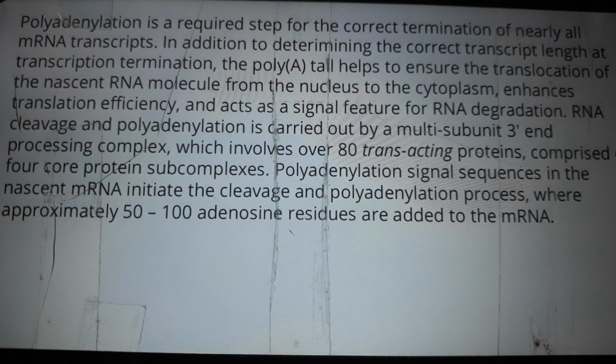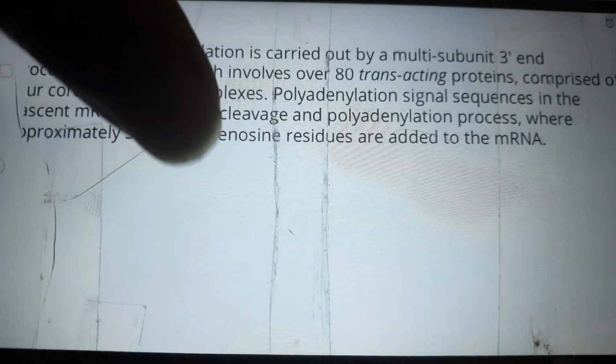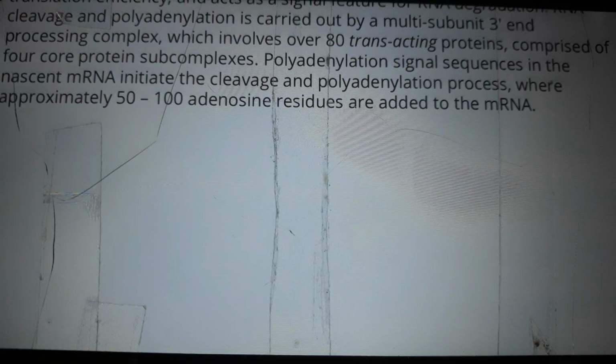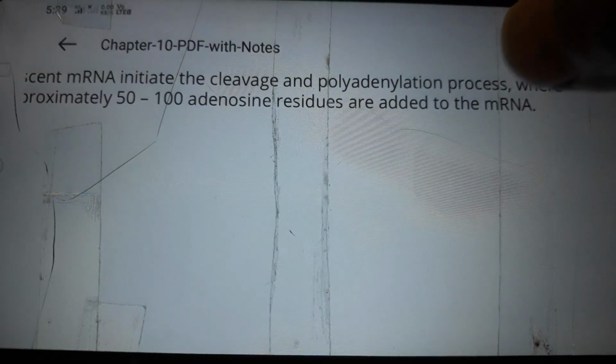RNA degradation. RNA cleavage and polyadenylation is carried out by a multi-subunit 3' end processing complex, which involves over 80 trans-acting proteins comprised of the 4 core protein complexes. Polyadenylation signal sequences in the nascent mRNA initiate the cleavage and polyadenylation process, where approximately 50 to 100 adenosine residues are added to the mRNA.